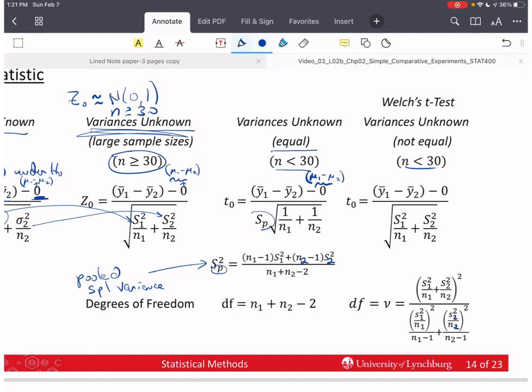So the pooled variance, the pooled standard deviation, there's no square. And then we calculate that here. And the degrees of freedom in this case are N1 plus N2 minus 2. That's N1 minus 1 plus N2 minus 1. Okay? So the degrees of freedom under the first treatment level would be N1 minus 1, and under the second treatment level would be N2 minus 1. So we combine them, we add them, we get N1 plus N2 minus 2.